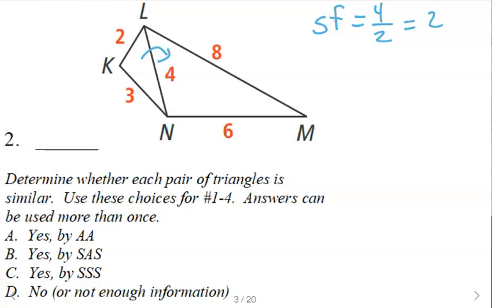In the small triangle, the middle side is 3. 3 times 2 is 6, so that works. And then let's try the biggest side in each triangle, 4 and 8. 4 times 2 is 8. So these are similar by side, side, side. We don't have any angles labeled as congruent or any angle measures given, so we can't deal with angles here. So these are similar by side, side, side.